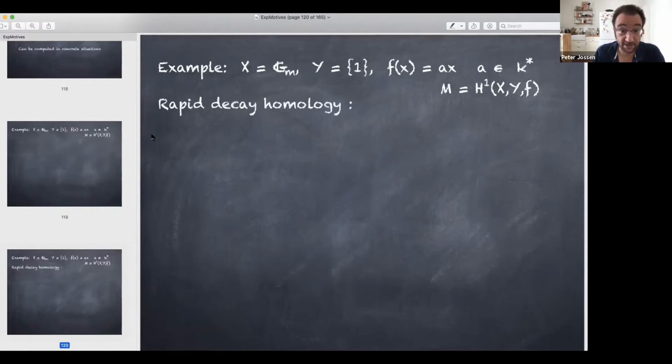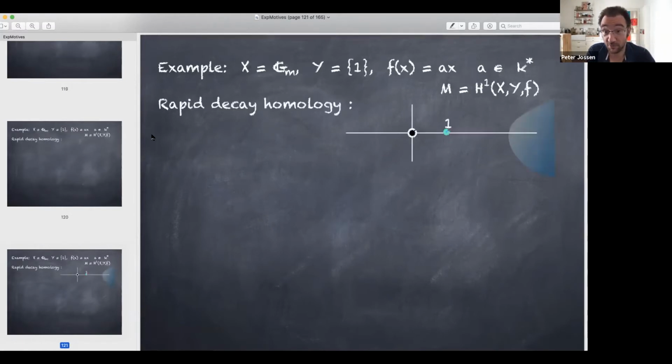So let's look at the rapid decay homology first. The geometrical situation looks a bit like this. Here's my complex plane. I have the 0 removed, so that's why there's a black hole at 0. I have the point 1 marked. And then I have also indicated the region where the function f has a large real part. Now, that depends, of course, on what the scalar a is. But if you pretend for a moment that a is some positive real number in the field k, then that's how it looks. Otherwise, the region where the real part of f is large will be in some other direction, depending on the scalar a.